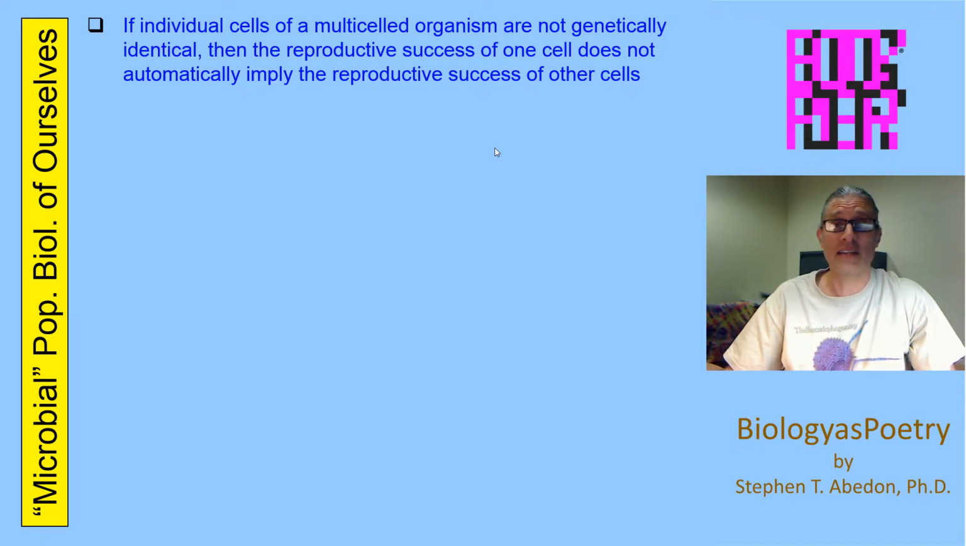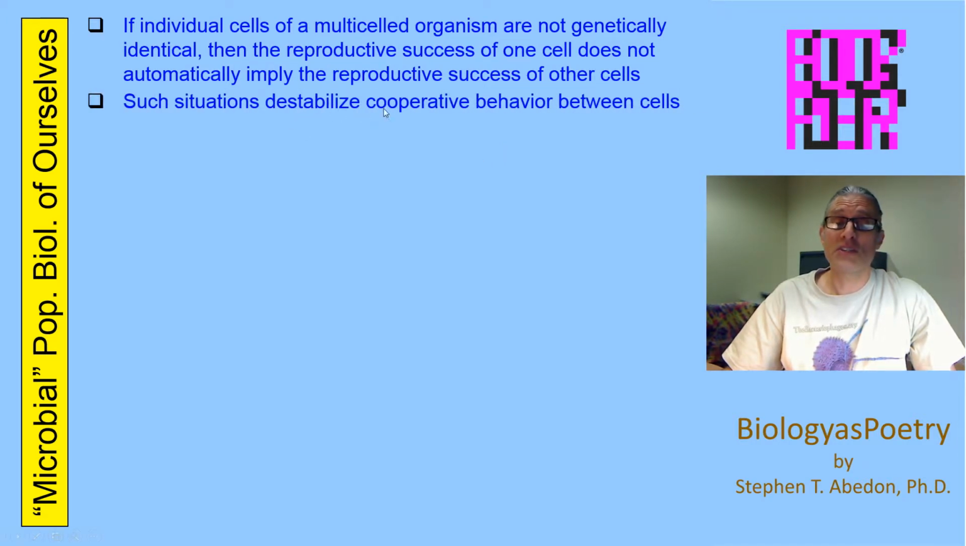If the cells are genetically identical, at least from an evolutionary sense, there cannot be competition between the cells because there's nothing for selection to differentiate. But once cells are different from one another, or once organisms are different from one another, once there are different alleles found at a given locus, then you have the potential for natural selection to act. Such situations destabilize cooperative behavior between cells. So ideally, if you're going to have a multicellular organism, that multicellular organism is not going to have genetic variation within it.